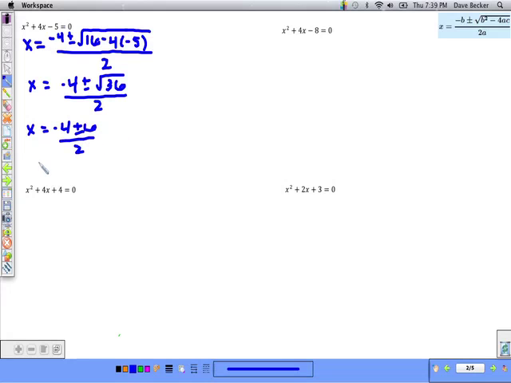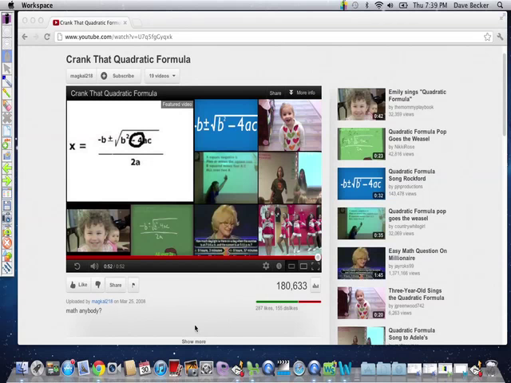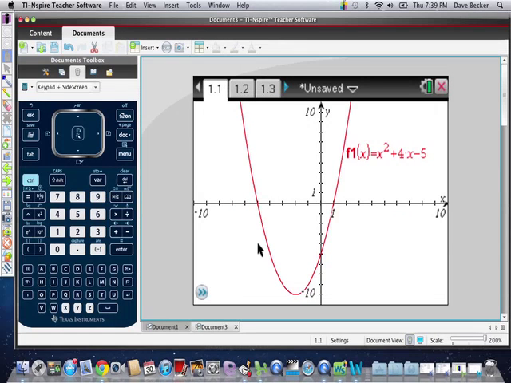which gives us two different solutions, doesn't it? x equals negative 4 plus 6 is 2, divided by 2 would be 1, or x equals negative 4 minus 6 would be negative 10, divided by 2 would be negative 5. So we got two solutions there. Okay, and let's take a quick look at the graph of that. And just like you learned before, it's a parabola, of course, and it intersects the x-axis at the solutions, x equal to 1 and x equal to negative 5.